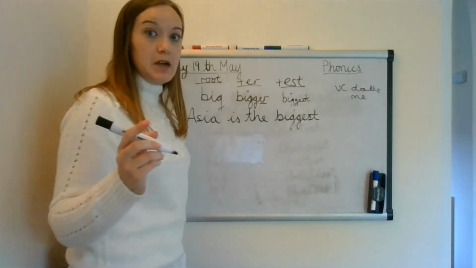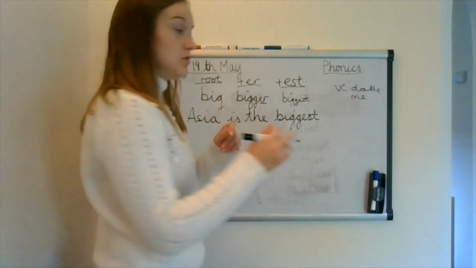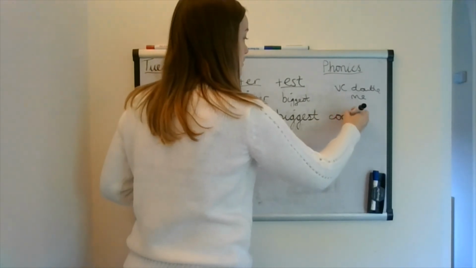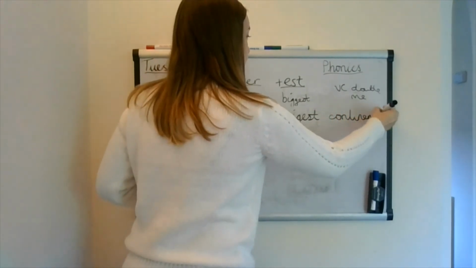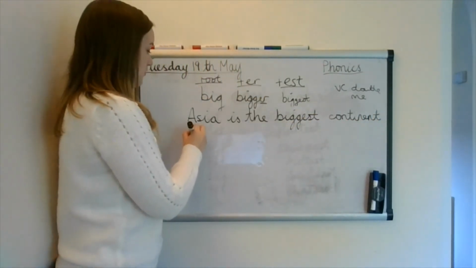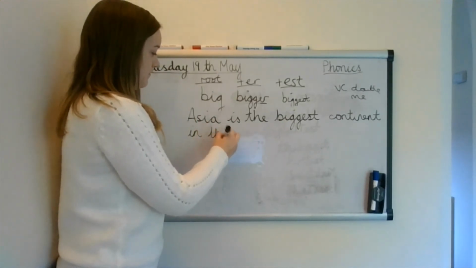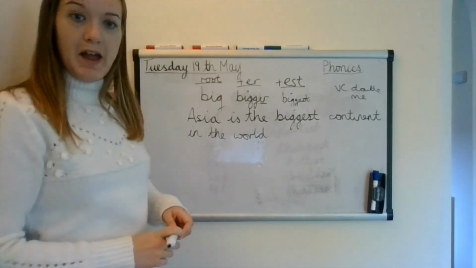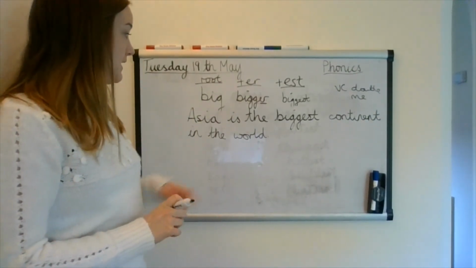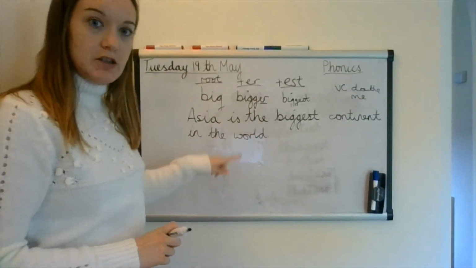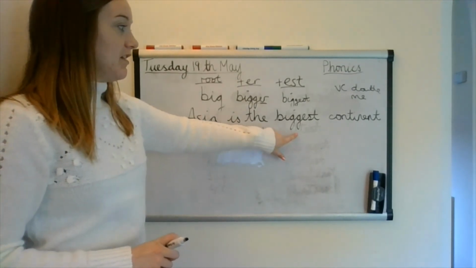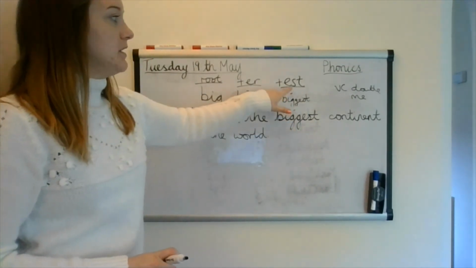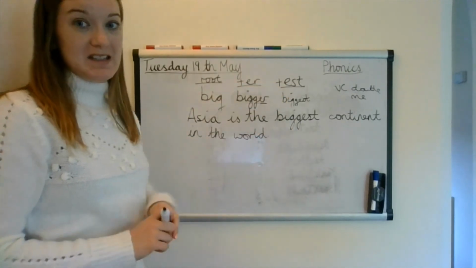Now continent is a bigger word, I've got to break it up into the syllables in order to spell it. Continent in the world. There you go, and a full stop at the end. So that's my sentence. Asia is the biggest continent in the world, and you can see I've done VC double me, and I've made it the most, so it's got EST on the end.